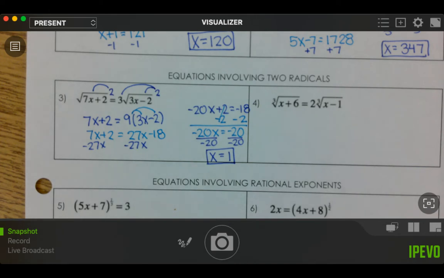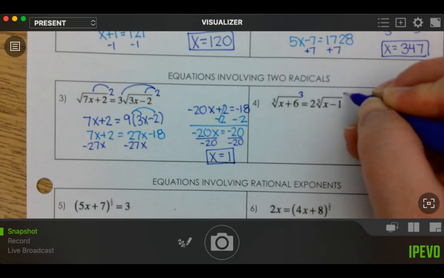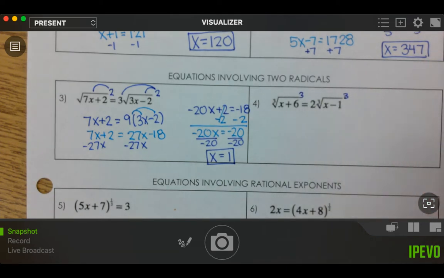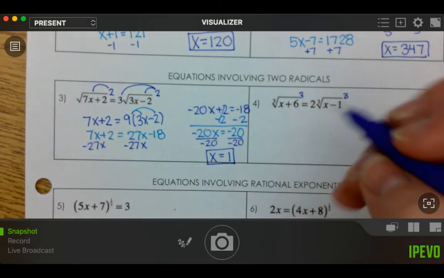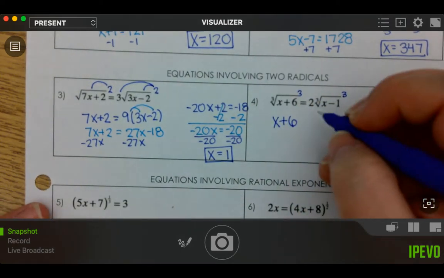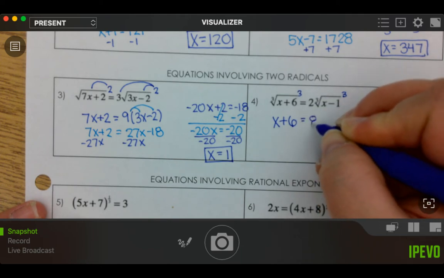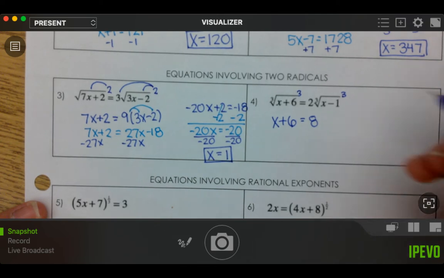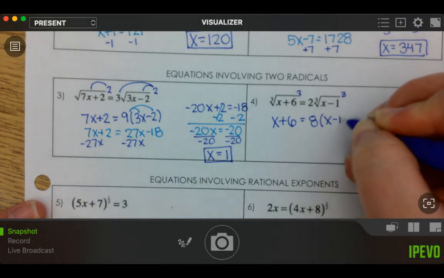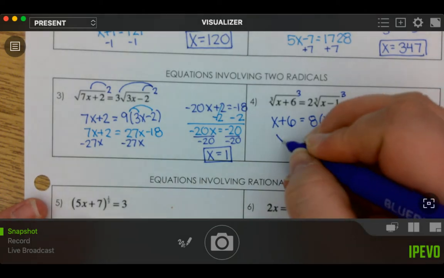Same kind of thing is going to happen on number 4, but it's not a square root anymore, it's a cube root. Attention to detail is going to be really key for you on this assignment because we need to take both sides to the power of 3. Over here, that just sort of gets rid of the shield, as I'm calling it, the radical. And over here, since that 2 is outside, you actually have to take it to the third power. And 2 to the third power is 8, and then you keep your x minus 1, but now it doesn't have a cube root around it.